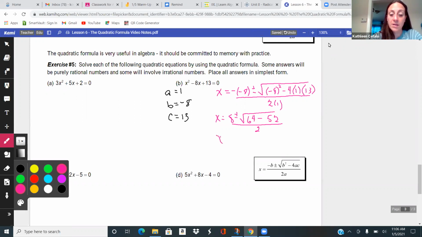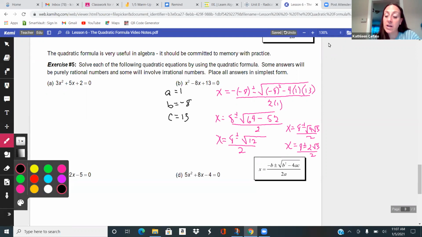Right, and we're going to simplify again. So I have 8 plus and minus. Now if I do 64 minus 52, I should get 12 divided by 2. And so now again, we're at that spot where I have to simplify the radical. So I have to find 2 numbers that multiply to be 12, where 1 is a perfect square. So that's going to be 4 and 3. And 4 being your perfect square, that's going to simplify down to 2 radical 3 over 2.